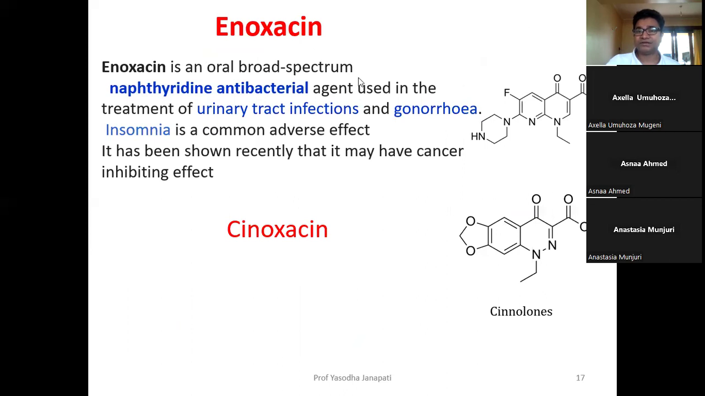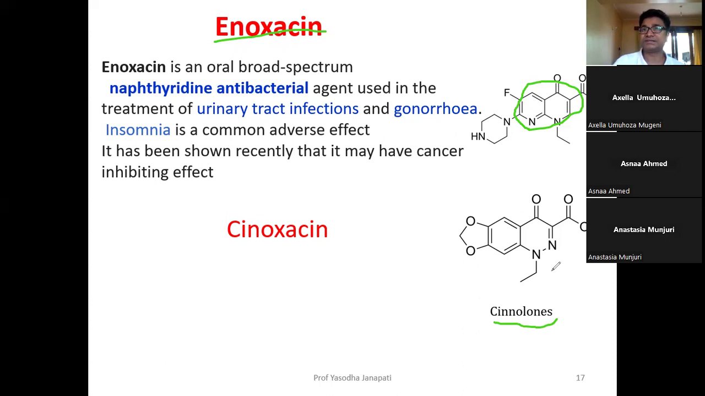Then one more, this is what we were discussing: enoxacin, which has a naphthyridine nucleus. One more drug is cinoxacin, which has a cinnoline nucleus, where both nitrogens are present in the one ring. Quinolones, naphthyridine and cinnolines are all bioisosteres. Nowadays we are not using these drugs, but maybe in some examination they may ask this, so I kept it here.